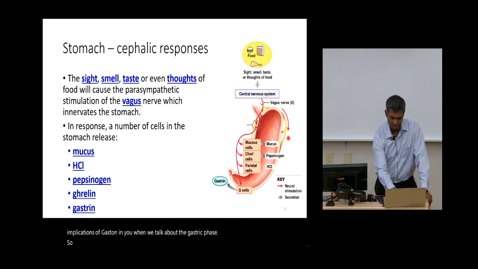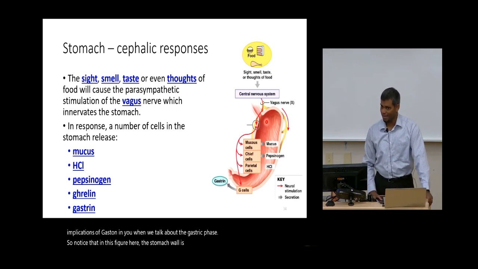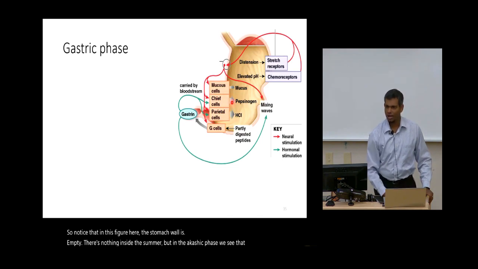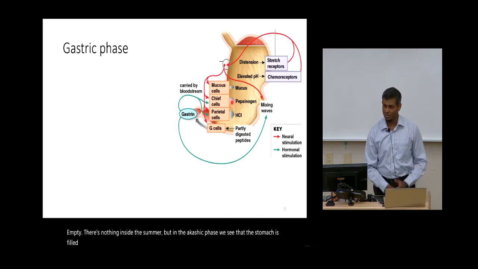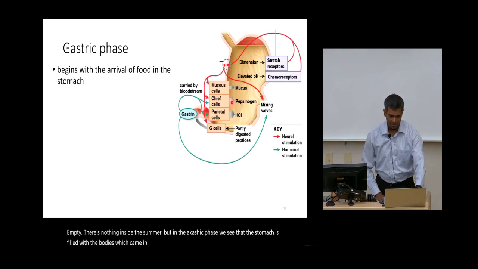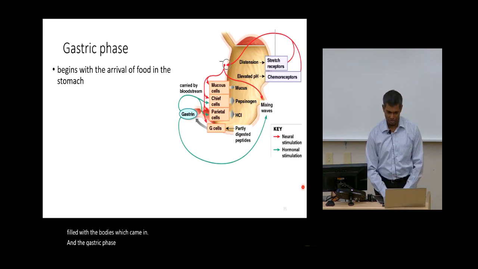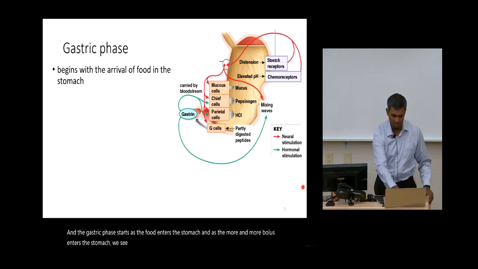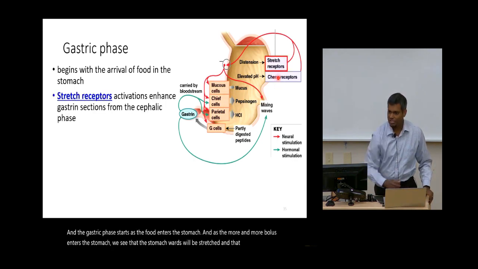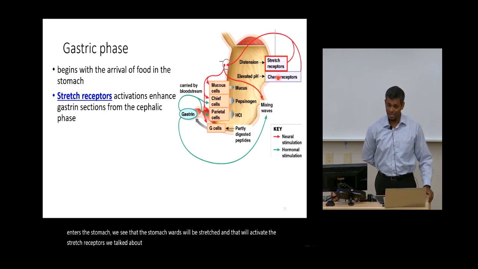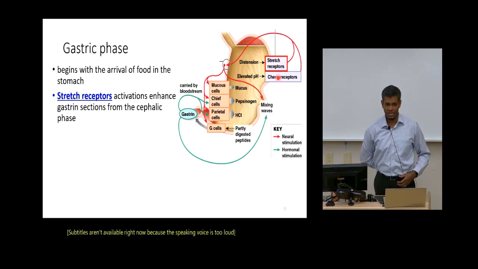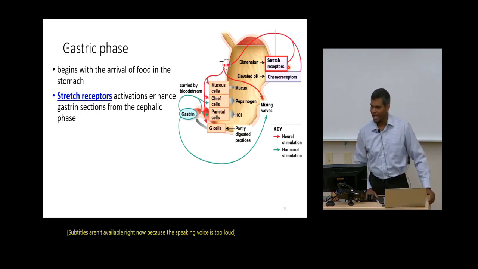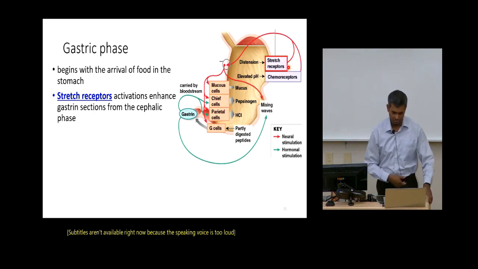So notice that in this figure here, the stomach wall is empty. There's nothing inside the stomach. But in the gastric phase, we see that the stomach is filled with the bolus which came in, and the gastric phase starts as the food enters the stomach. And as more and more bolus enters the stomach, we see that the stomach walls will be stretched, and that will activate the stretch receptors. We talked about different types of stimuli for the neurons, and we talked about mechanical receptors, and you see, these stretch receptors are being activated as the stomach wall stretches.